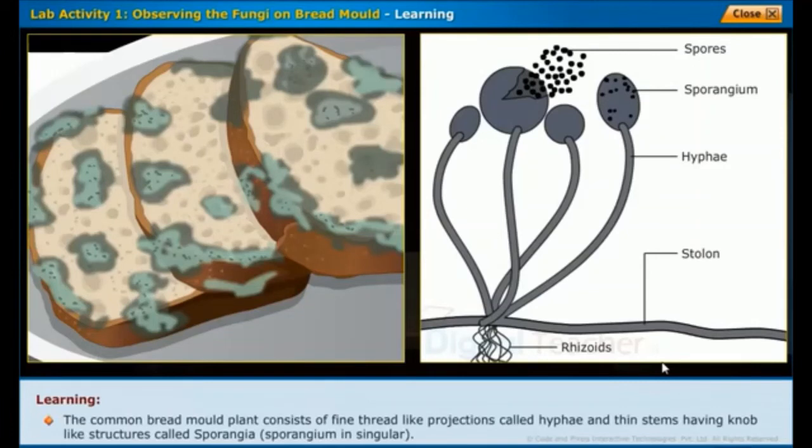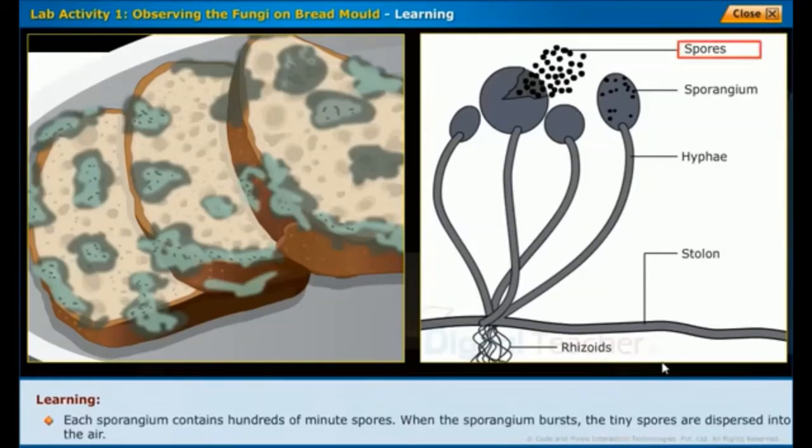The common bread mould plant consists of fine thread-like projections called hyphae and thin stems having knob-like structures called sporangia. Sporangium in singular. Each sporangium contains hundreds of minute spores. When the sporangium bursts, the tiny spores are dispersed into the air.